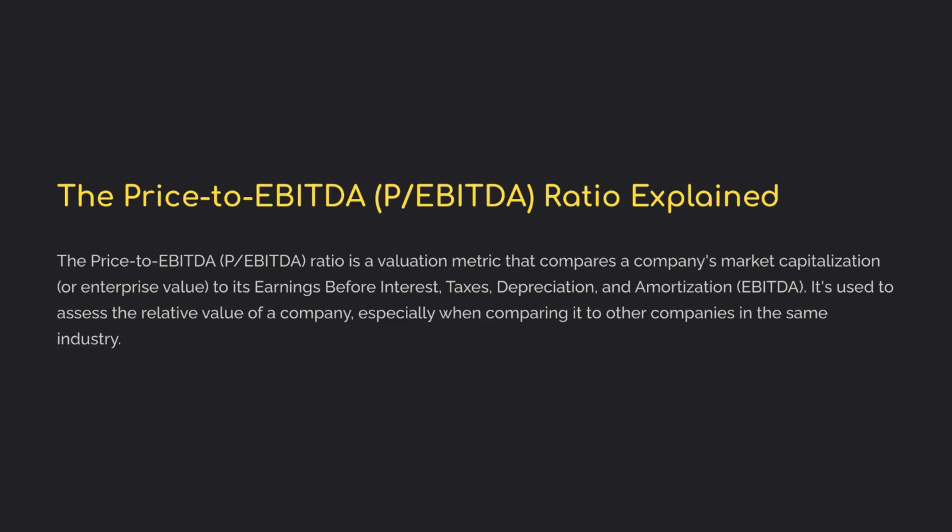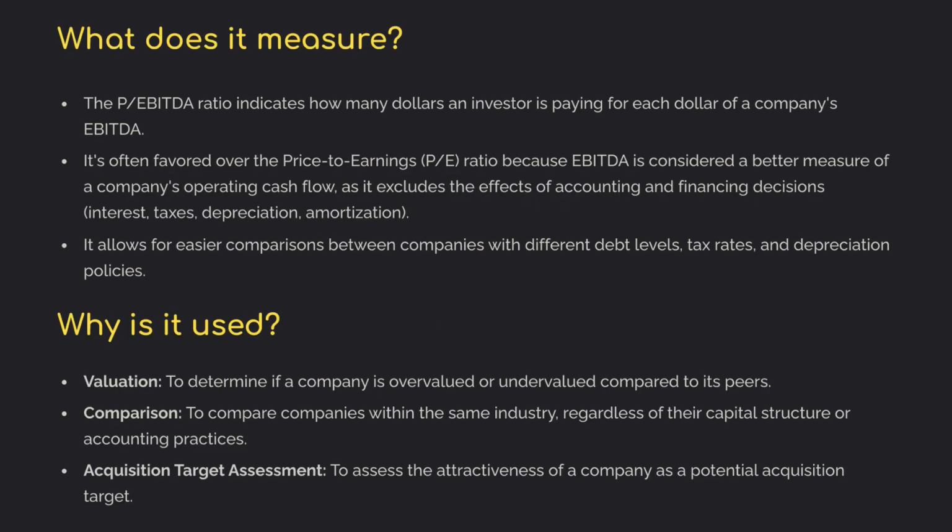The price to EBITDA, P over EBITDA ratio explained. The price to EBITDA, P/EBITDA ratio is a valuation metric that compares a company's market capitalization, or enterprise value, to its earnings before interest, taxes, depreciation, and amortization, EBITDA. It's used to assess the relative value of a company, especially when comparing it to other companies in the same industry. What does it measure?